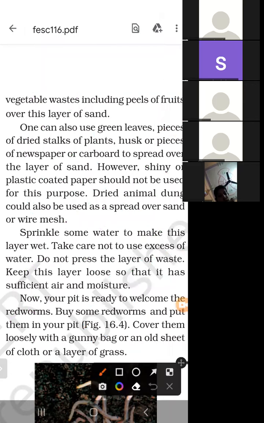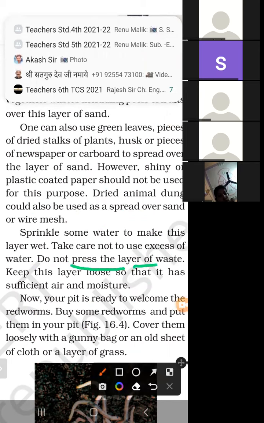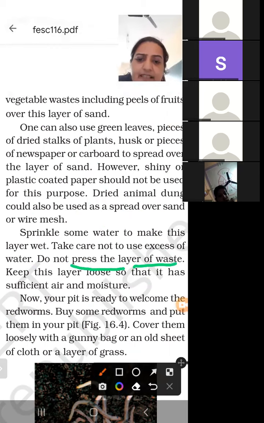And one thing you have to remember, do not press the layer of the waste. Why do you not press the layer of waste? Because if we press the layer, then the layer becomes tight and air cannot enter this soil.